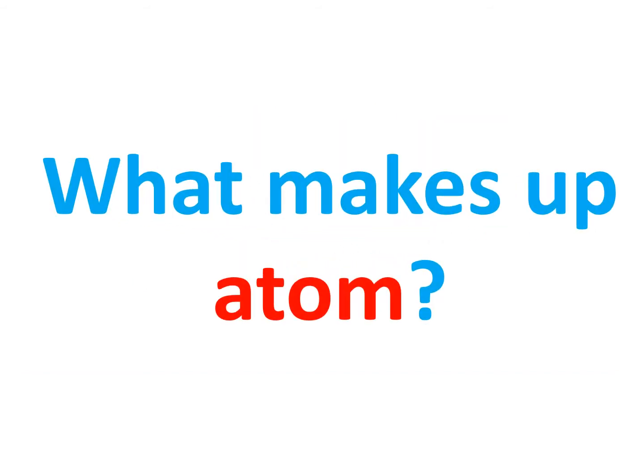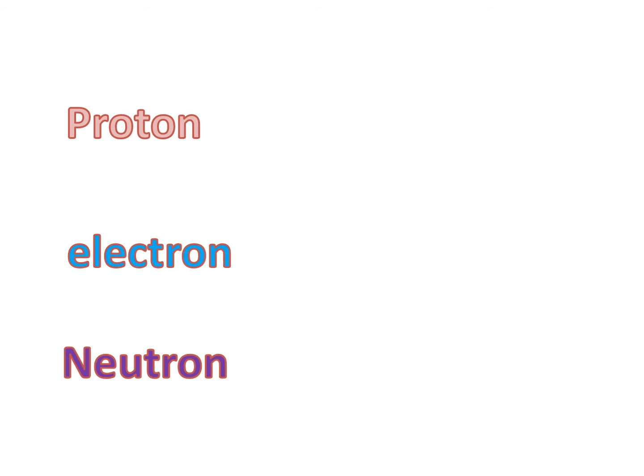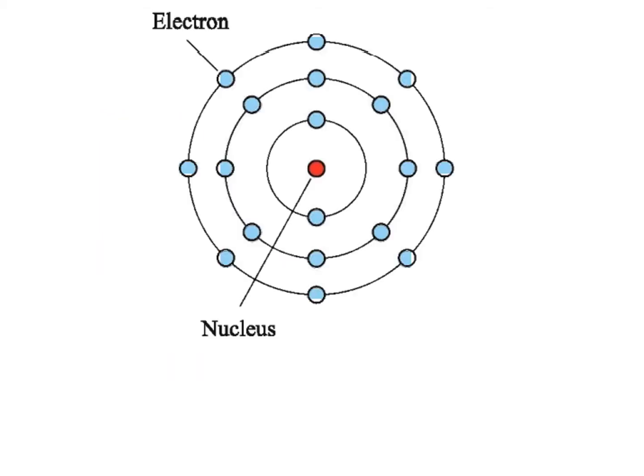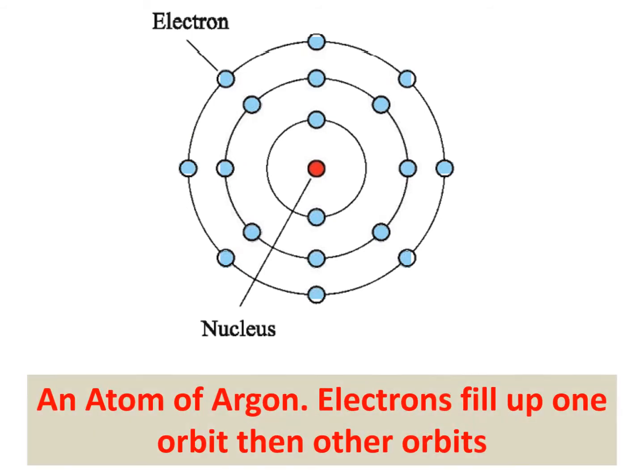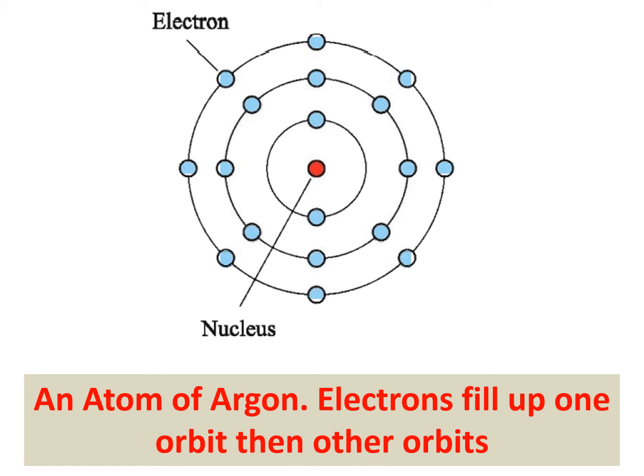Now this question may arise in your mind: what makes up an atom? Proton, electron, neutron make the atom. Now look at this picture. You can see an atom of argon. Electrons fill up one orbit before other orbits.